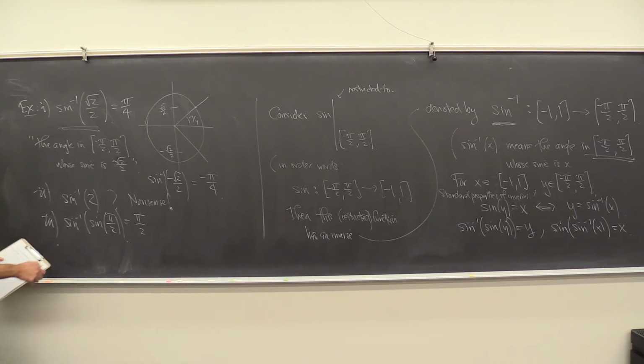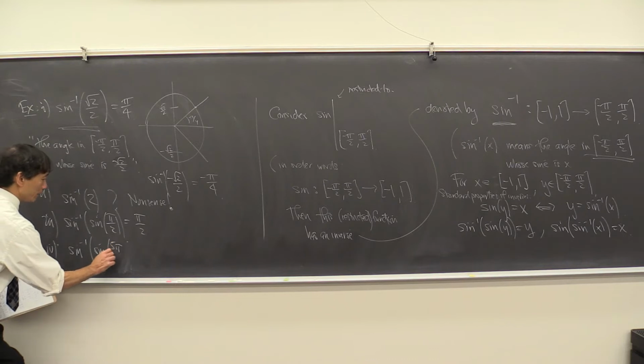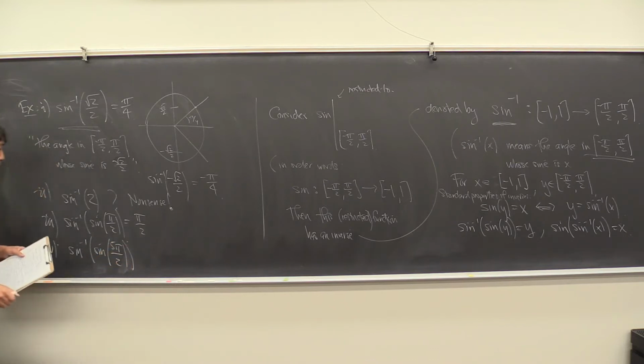Okay. Last one, sine inverse of sine 5 pi over 2. Think about it for 20 seconds again.